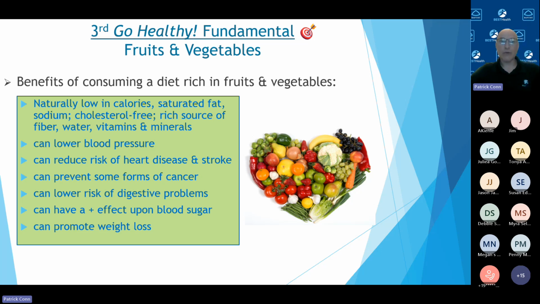Also, a diet rich in fruits and vegetables can lower your blood pressure and reduce your risk of heart disease and stroke. They can prevent some forms of cancer, lower your risk of digestive problems, and have a positive effect upon your blood sugar. So if you're someone who has a type of diabetes, your fruits and vegetables can have a positive effect on your blood sugar. They can also promote weight loss, especially when you replace a lot of those high calorie foods with more veggies and fruits. Okay, so those are the benefits.